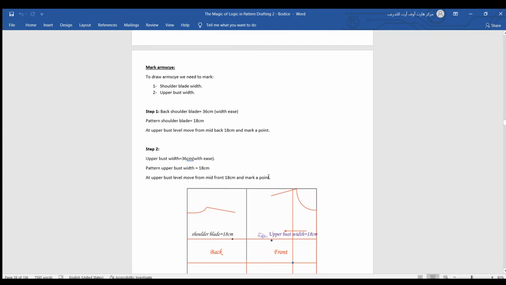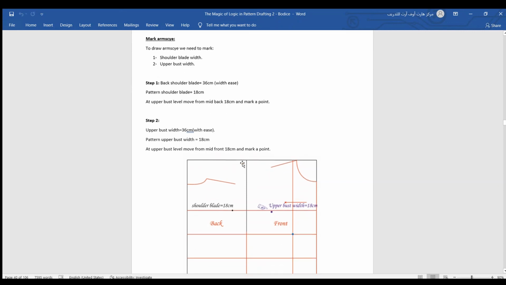Okay, now we have to mark the armscye. To mark the armscye, we need the shoulder blade width for the back and the upper bust width for the front. Let's take the back one. For the back shoulder blade, it measures 36 centimeter with ease. This one represents the full back, but since we are dealing only with half, it's 18 centimeter. It should be 18 centimeter.